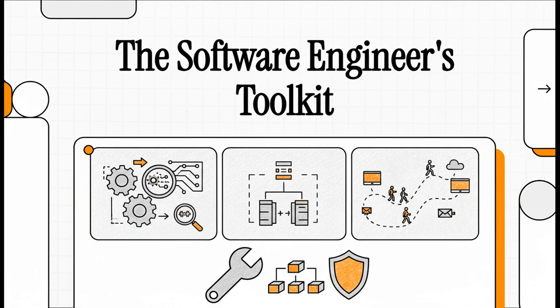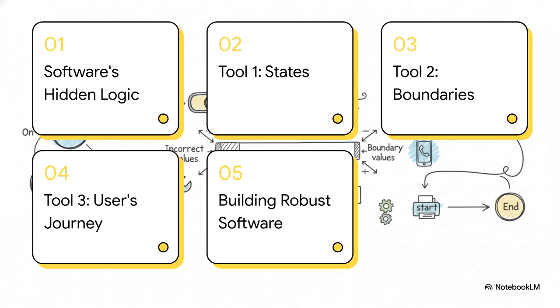But what if I told you that preventing these glitches isn't some kind of magic? It's actually a science. All right, so let's get into it. Building software that doesn't break is a real engineering discipline. So today, we're going to open up the Software Quality Engineer's Toolkit and see how they make it all work. We'll start with the hidden logic inside software, then we'll check out 3 key tools they use to test its different states, its input boundaries, and the actual journey you take as a user.